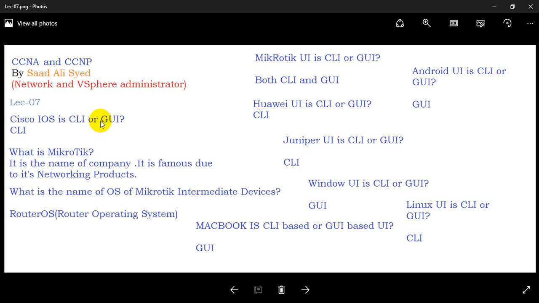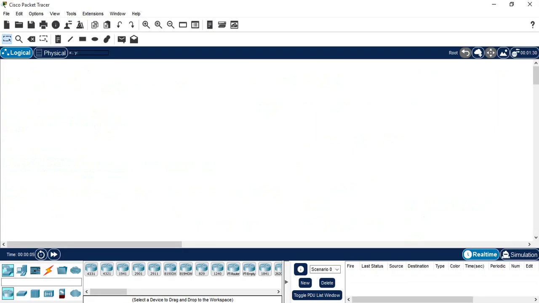Let's wait for the lab. And finally, it's opening. Let the Cisco Packet Tracer open, then we'll perform the lab on this question: is Cisco IOS CLI or GUI? The answer is CLI. Yes, it's finally opened. Look at this. For example, this is a Cisco router, ISR 4331 model. This is a Cisco switch, 2950-24.